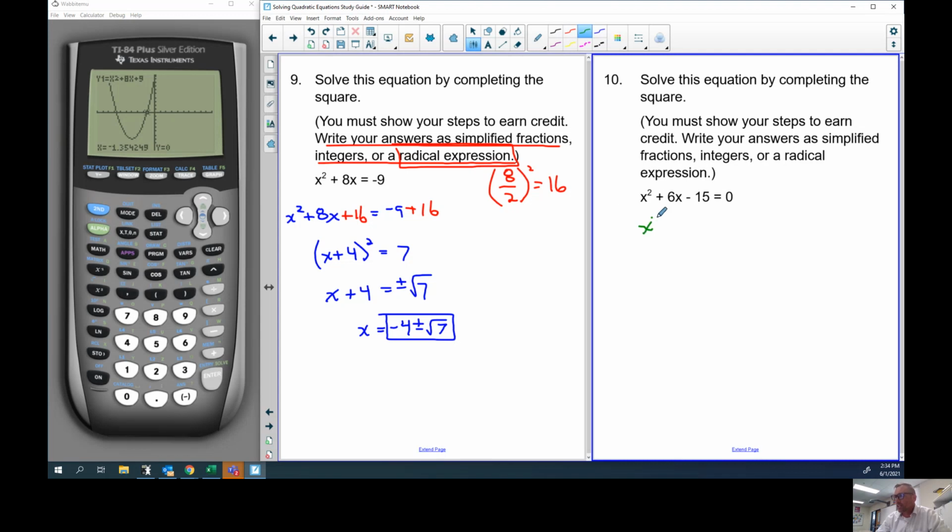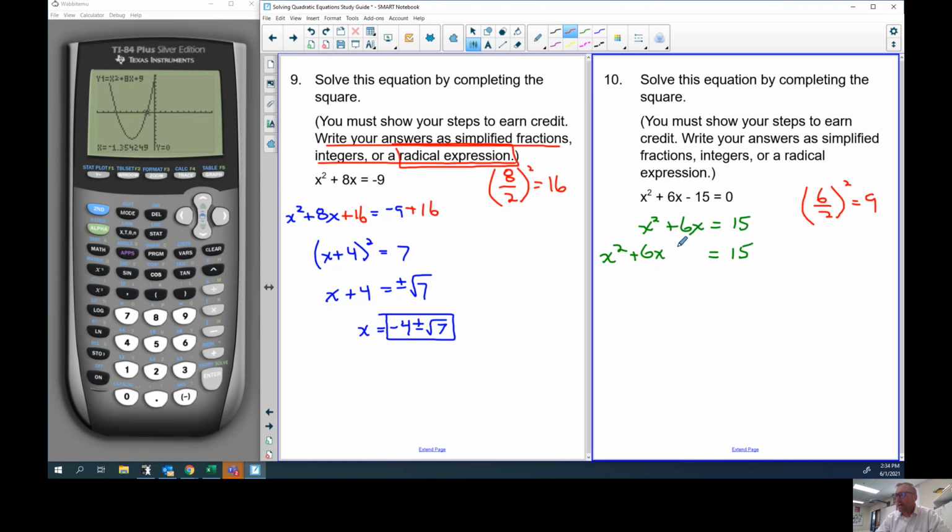Well, the first thing is to get rid of that negative 15. So I'm going to add 15 to both sides and get that 15 over there. Now, when I graph this, I will graph the original. Now I've got to complete the square. So we're going to take 6, cut it in half, and square it. Half of 6 is 3, and 3 squared is 9. I need to add 9 to both sides. That's the completing the square portion of this.